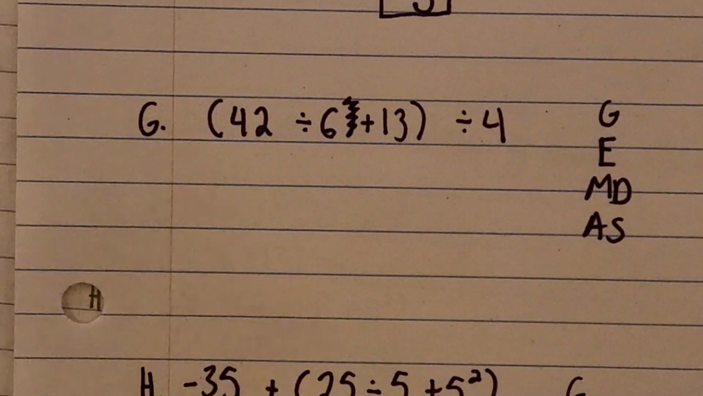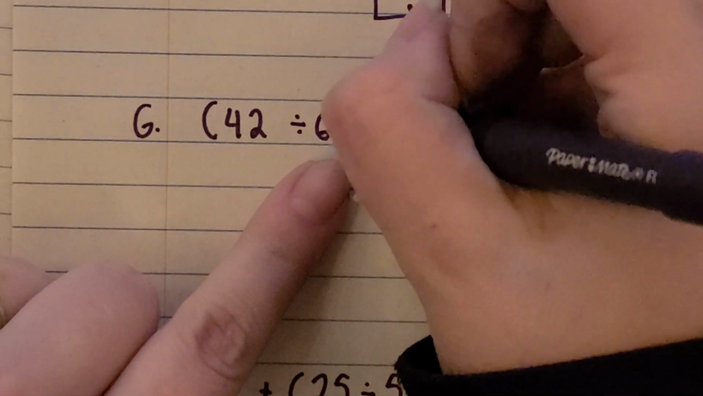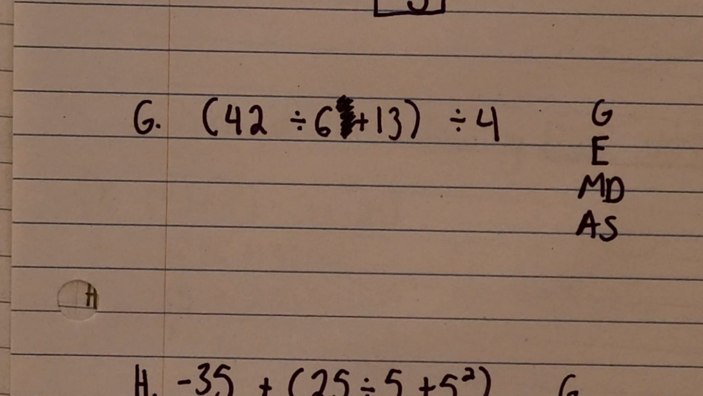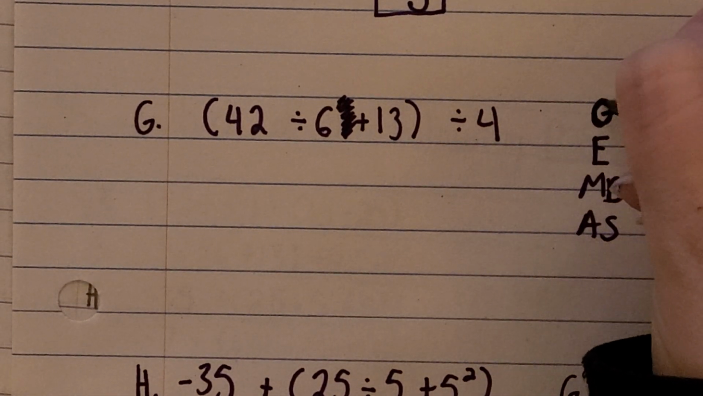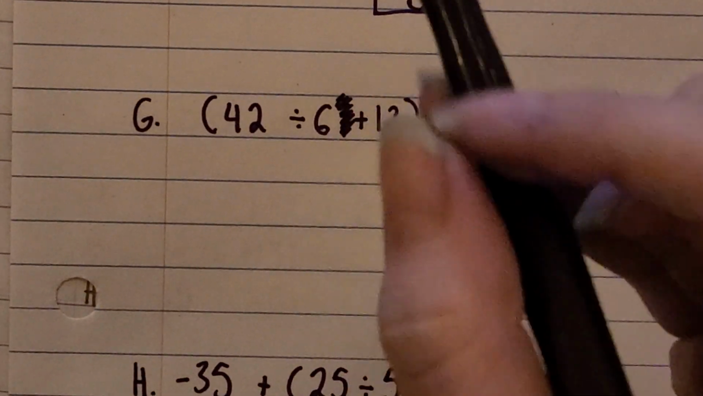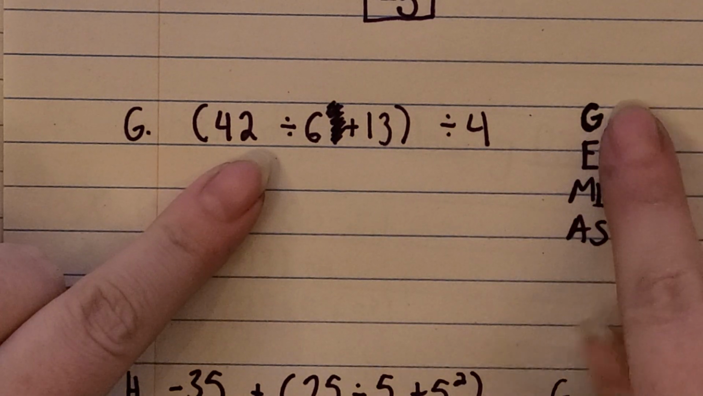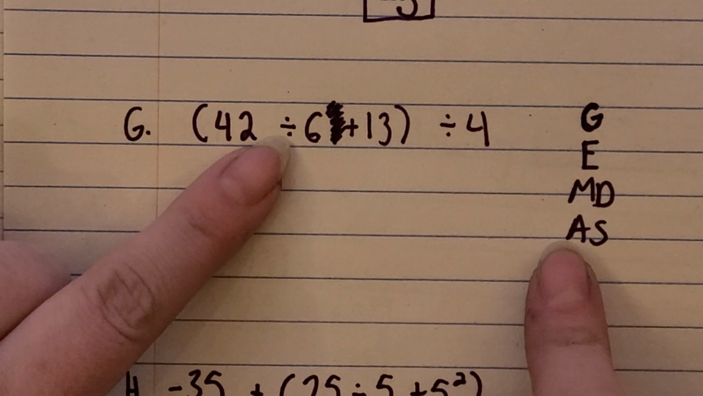All right, G on number 10. It says 42 divided by 6, that's an O, plus 13, that's all one group, and then divided by 4. Okay, so first things first, we're going to handle that group because GEMDAS starts with groups. That comes first. And in this group, I have division and addition.